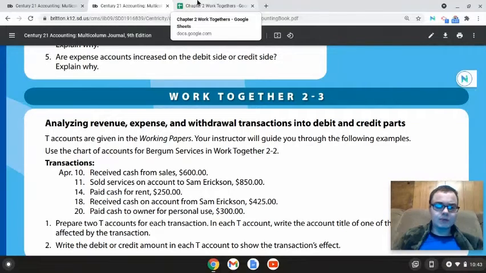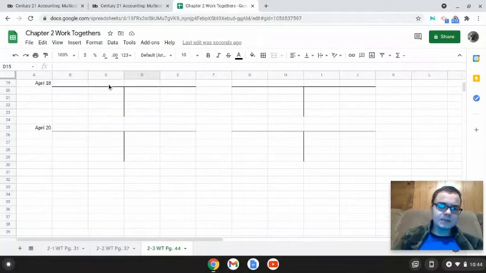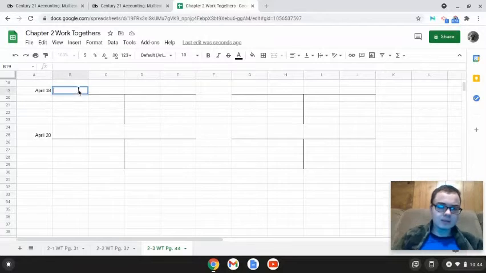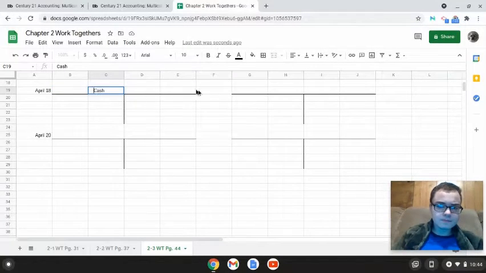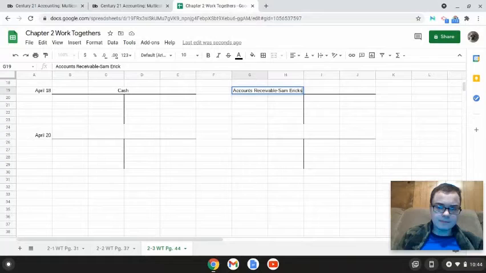This next transaction reads, on April 18th, received cash on account from Sam Erickson, $425. Okay, so again, the first thing that we have to do is figure out what accounts are being affected here. When we receive cash on account, the two accounts that are being affected here are cash and also accounts receivable, Sam Erickson.